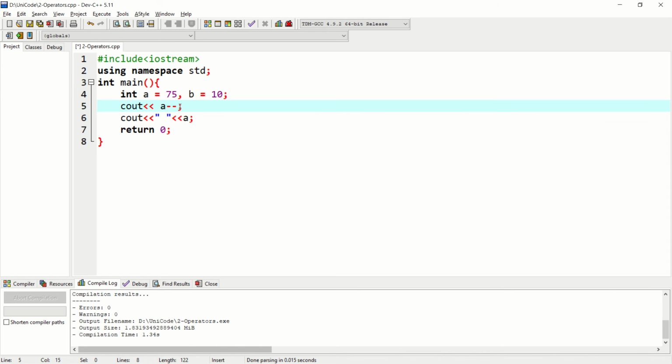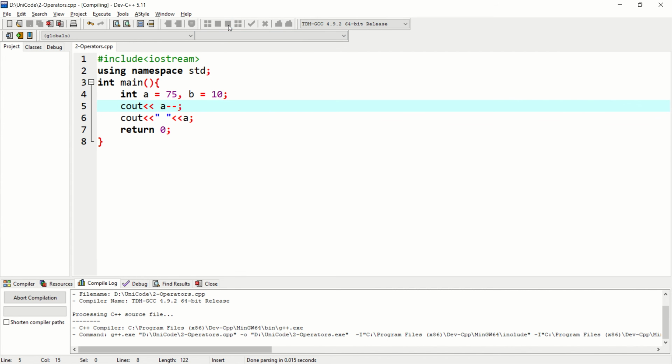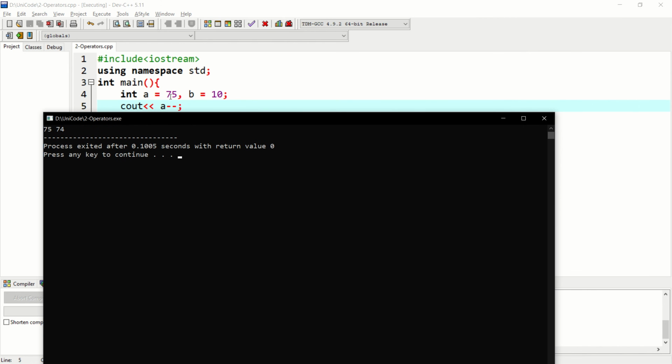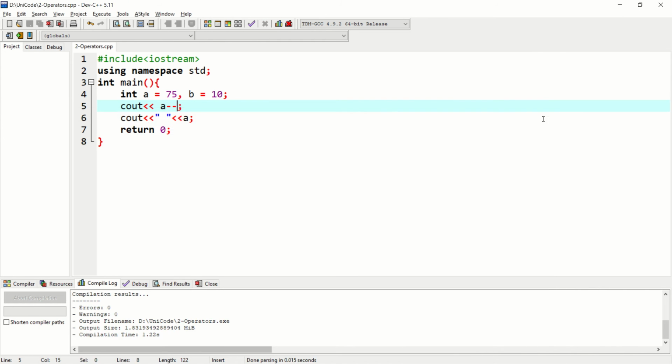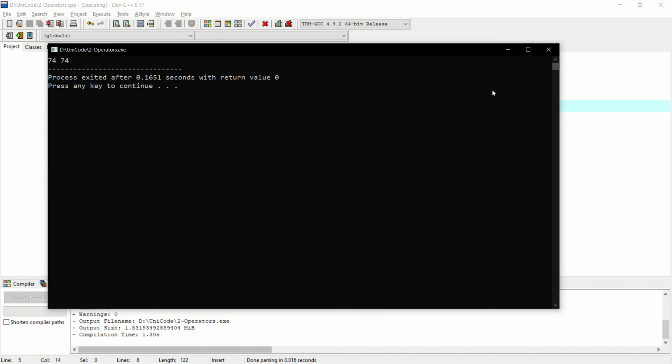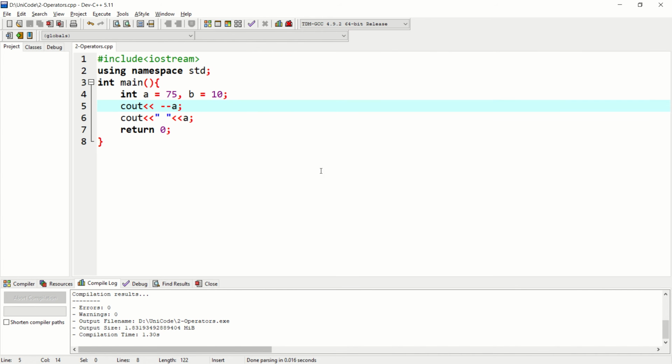Similarly, we can write pre-decrement, post-decrement. This was the example of post-decrement. You can see it first used its value 75 and then decremented its value to 74. We can also write, as an example, pre-decrement. Okay, so these were the arithmetic operators we saw.